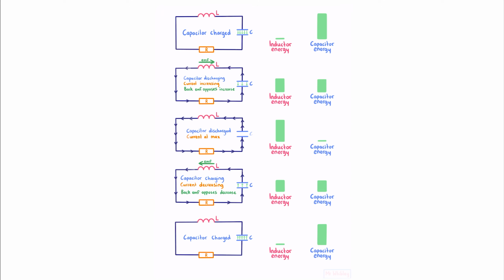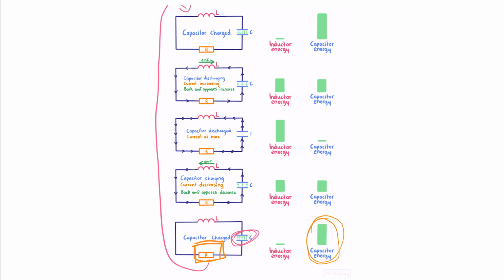If we were to continue our analysis, the situation would now loop back to the start and begin the cycle once again, except with the current and the voltages in the opposite direction, because our capacitor is charged in the opposite direction. Furthermore, because we have a resistance, we're going to have some energy lost to that resistor. Therefore, the amount of energy stored in our capacitor is less than it was at the start.